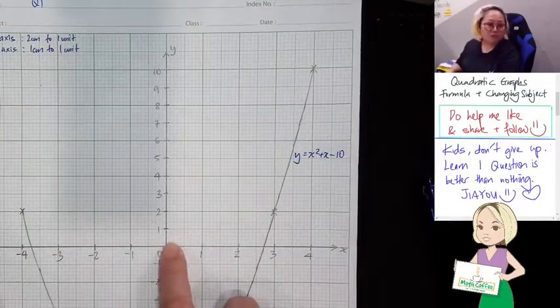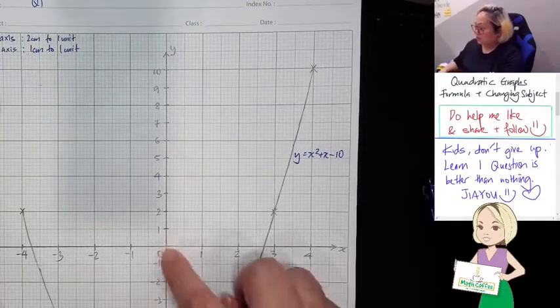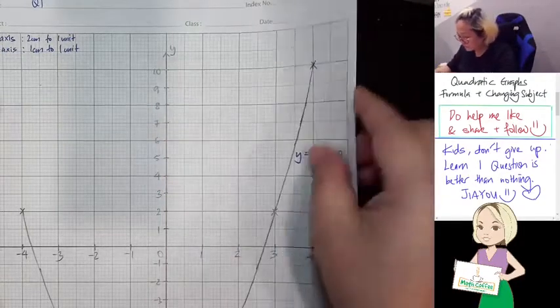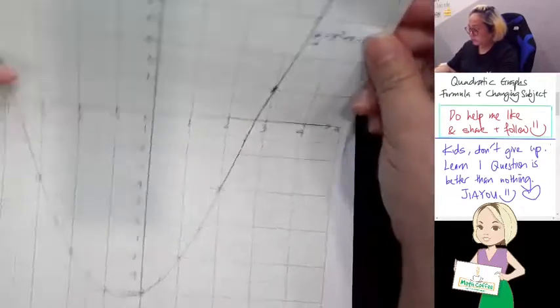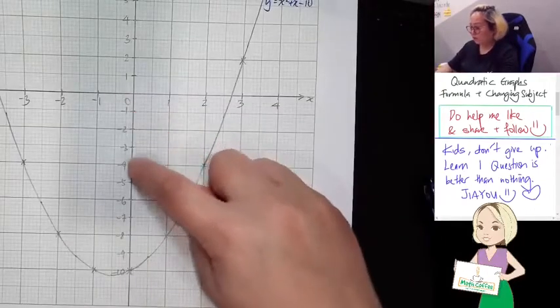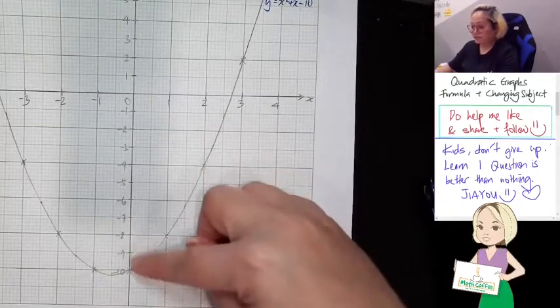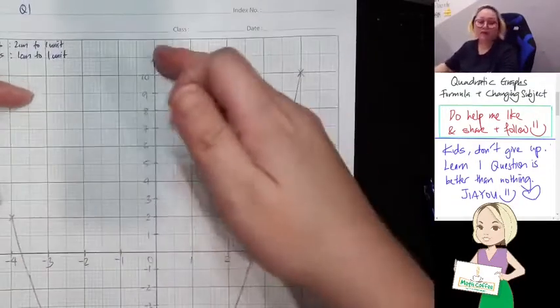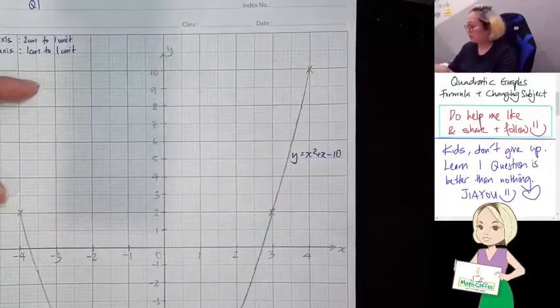Okay, so 0, and then after that I want 1 to 10. 0, 1, 2, 3, 4, 5, 6, 7, 8, 9, 10. Okay, over here, minus 1, minus 2, minus 3, minus 4, minus 5, minus 6, minus 7, minus 8, minus 9, and minus 10. So plot out the x-axis and y-axis first. Next is plot the points.